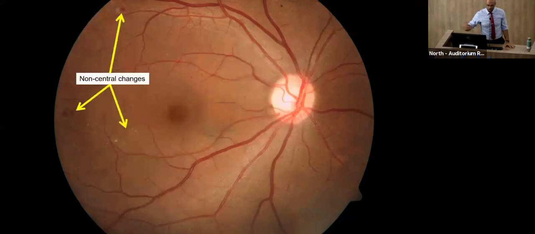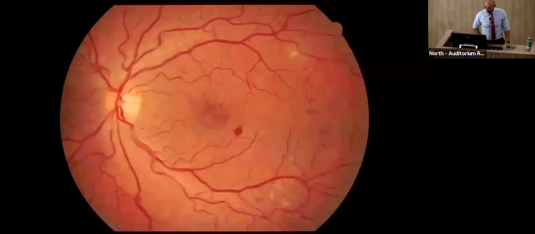So what do I mean by non-central changes? I mean they're not smack bang in the middle of the macula, making it less likely that there's diabetic macular edema.